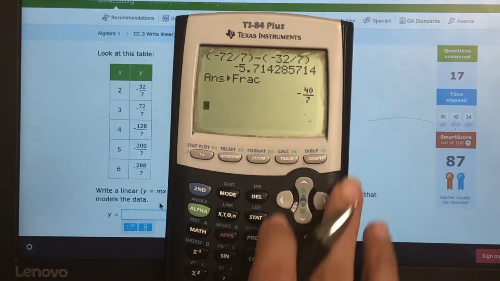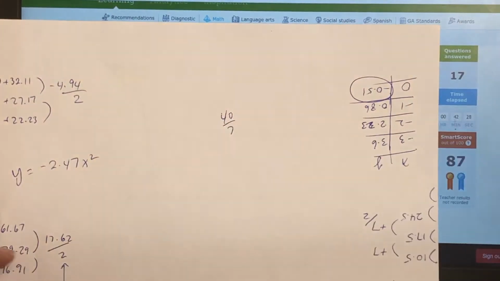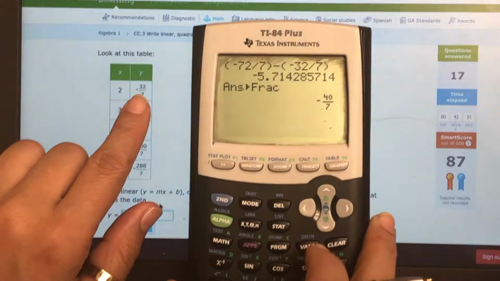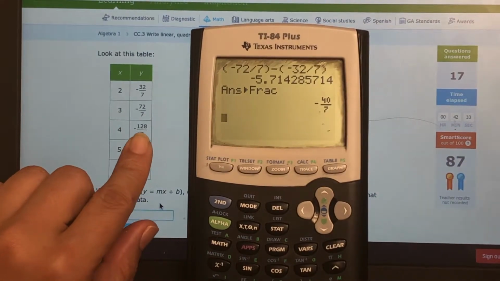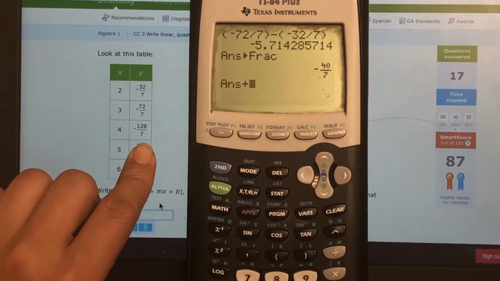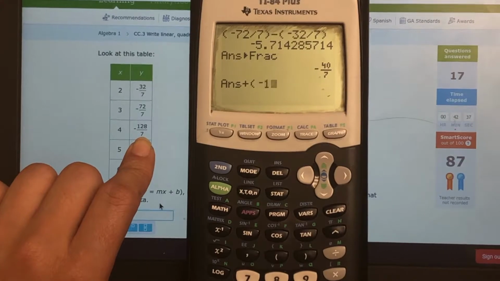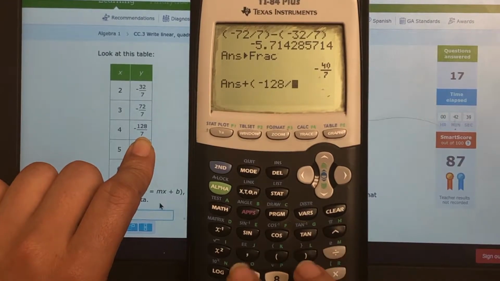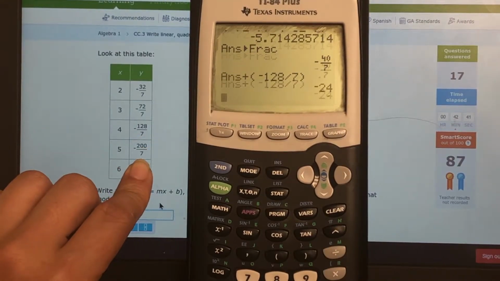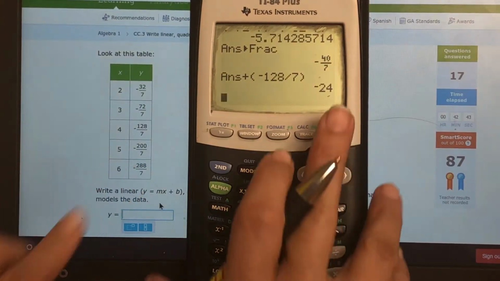So what I'm saying is if I add negative 40 over 7 each time, I'm going to just write it down in case I forget. Is it going to give me the next one? So let's see. I'm going to start randomly over here. Plus this fraction over 7. Is that going to give me this one? No, it doesn't. So this one is quadratic.